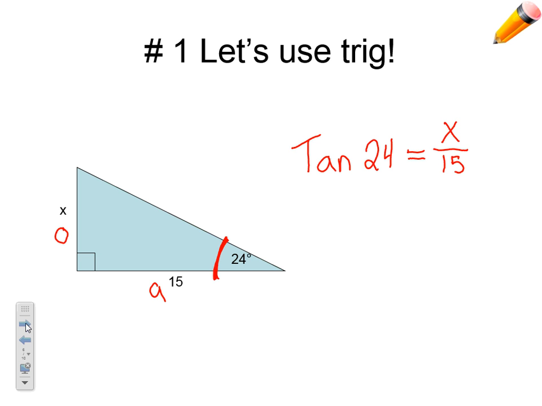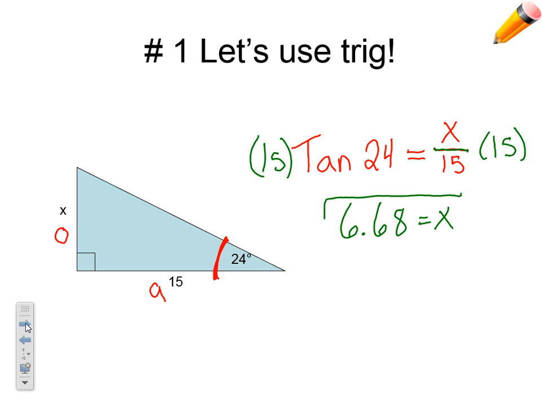Now I just need to solve this for x. So this means to divide. Opposite of division is multiplication. Right here, on your calculator, you're going to type in 15 times the tangent of 24. And you should get 6.68, which equals x. Okay, that's all the work you need to show. That's what your answer should be for x.